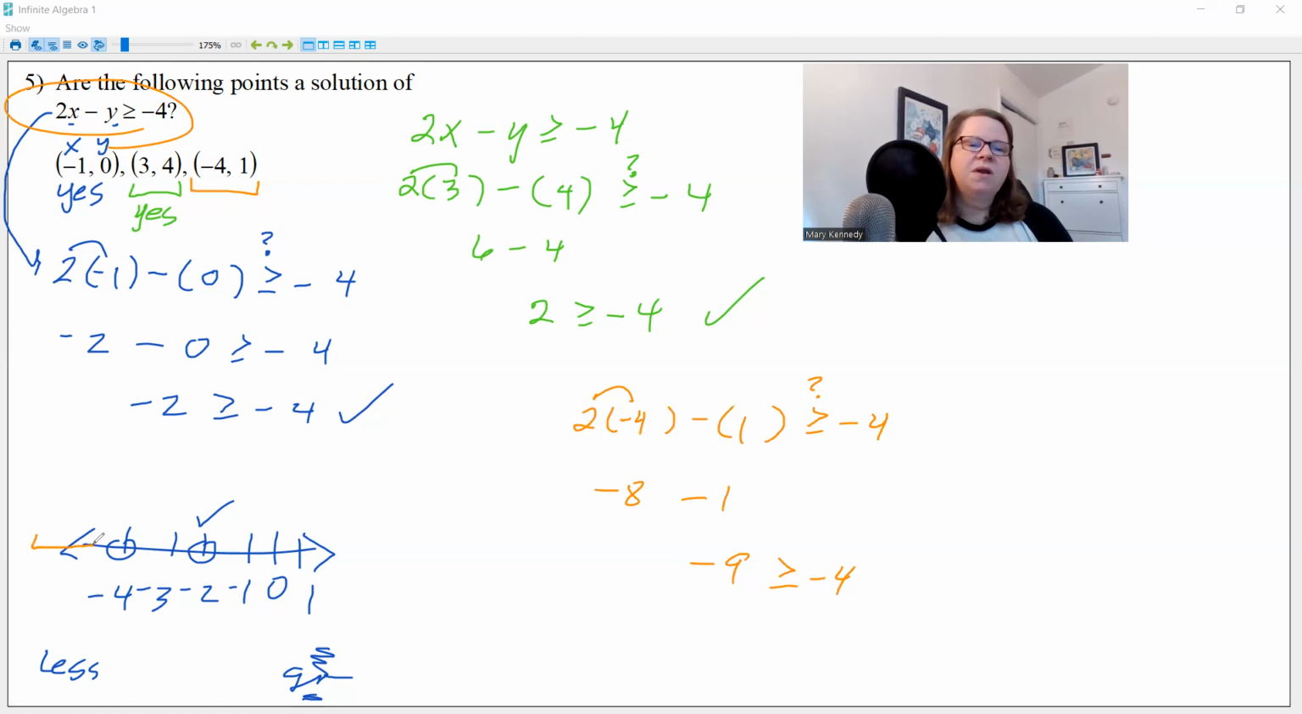No. If I think about my number line, if I extended it out, -9 somewhere out here, that is less than -4. So that is not true. So this is not a solution.